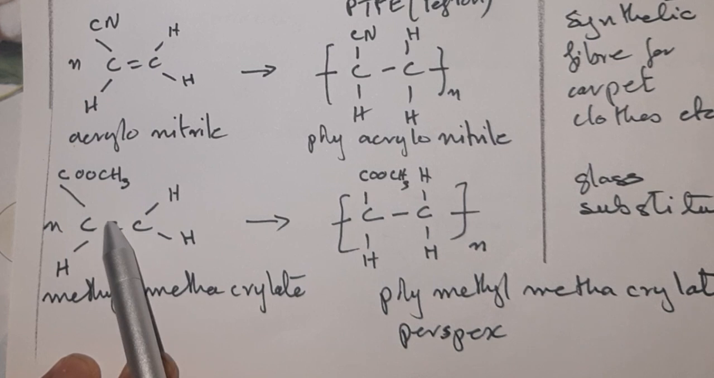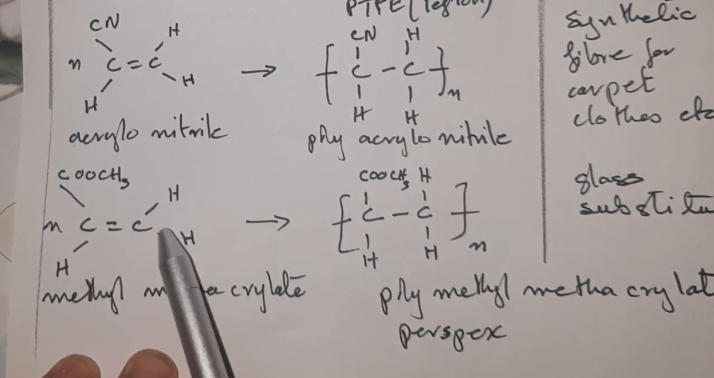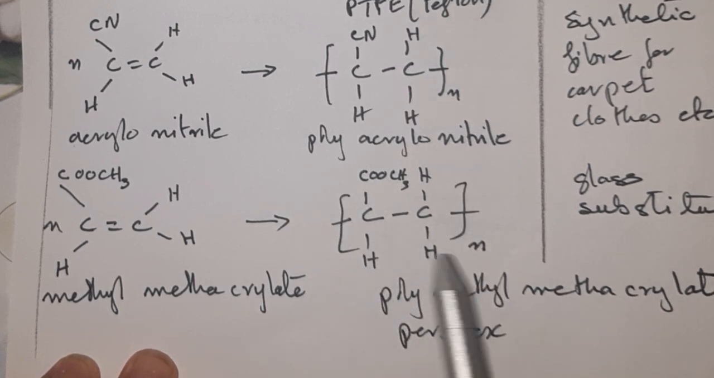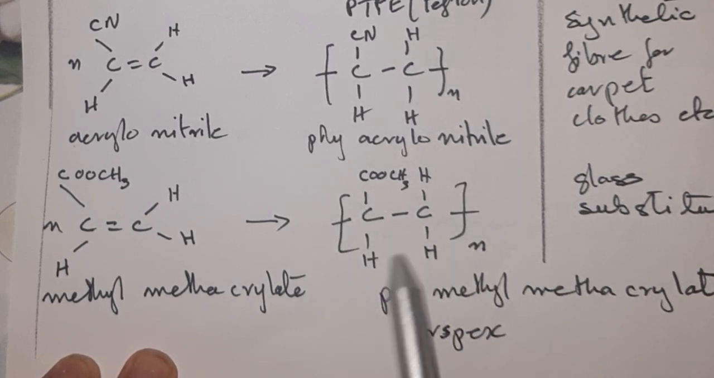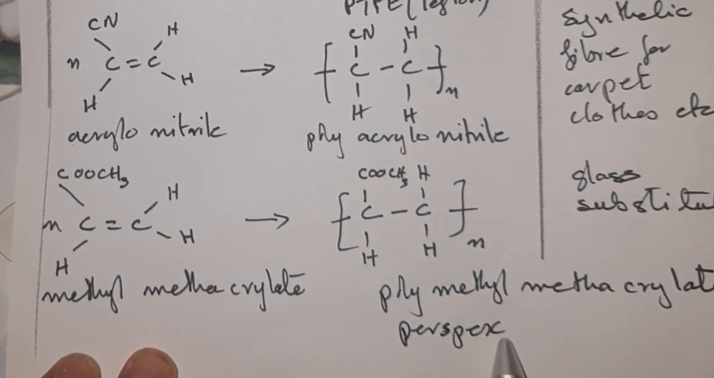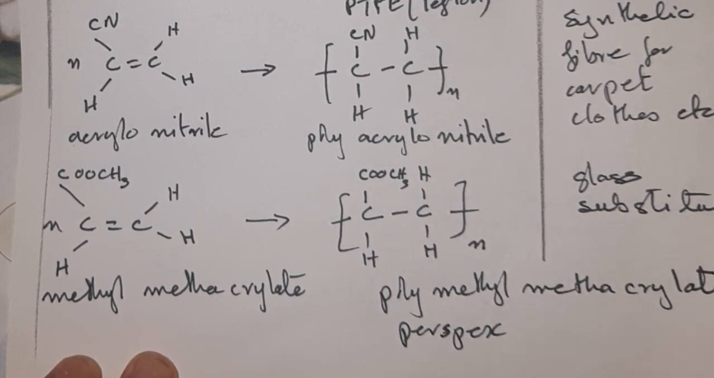You are going to break the bond from here, and you are going to put these on the top and these two at the bottom. Put a square bracket and write N. This is important for you people at this stage. This is polymethyl methacrylate. This is normally known as Perspex. This is a glass substitute actually.